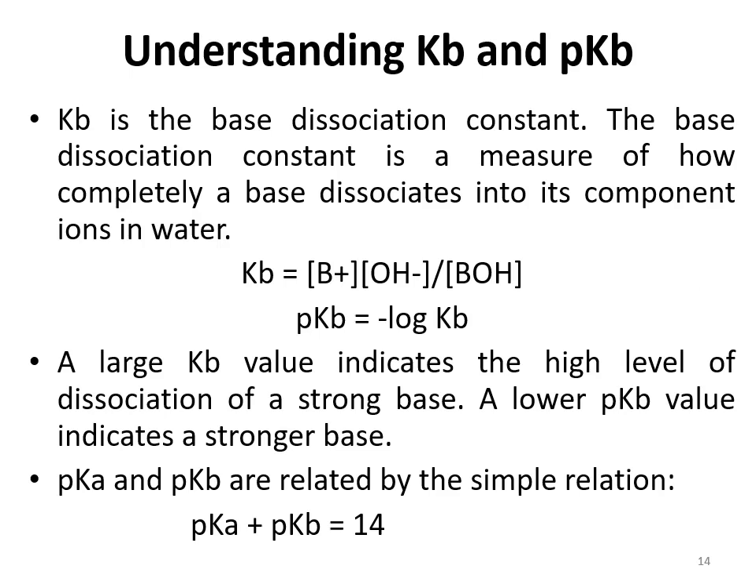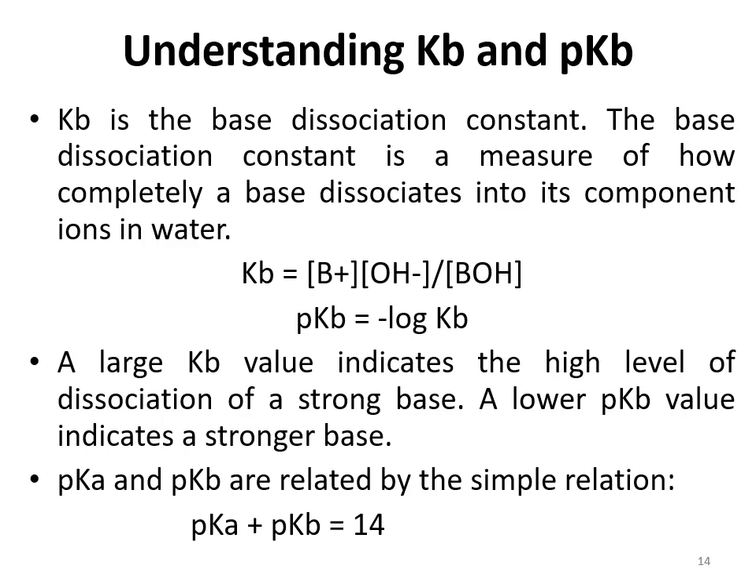Similarly, like Ka, Kb is the dissociation constant for the base. Kb is the base dissociation constant. The base dissociation constant is the measure of how completely a base dissociates into its component ions in water. So here is the dissociation equation: B plus and hydroxyl ion concentration, the dissociated ion concentration, divided by the undissociated base. The pKb value will be the negative log of Kb.